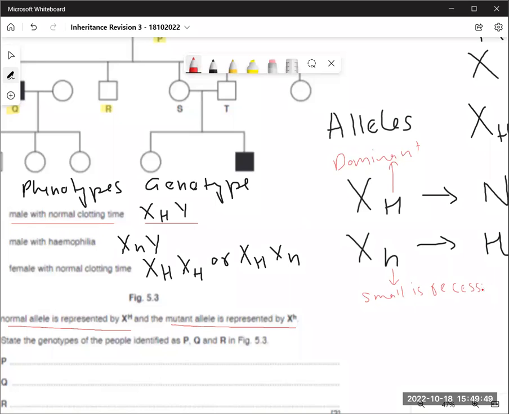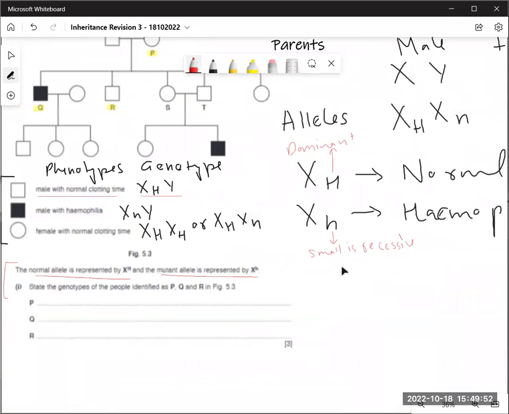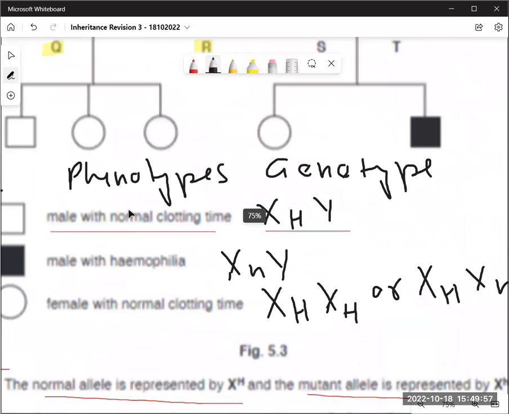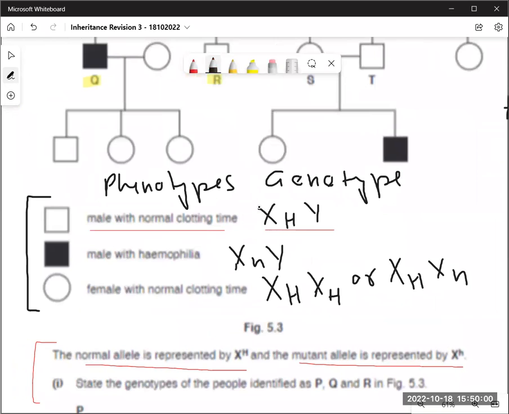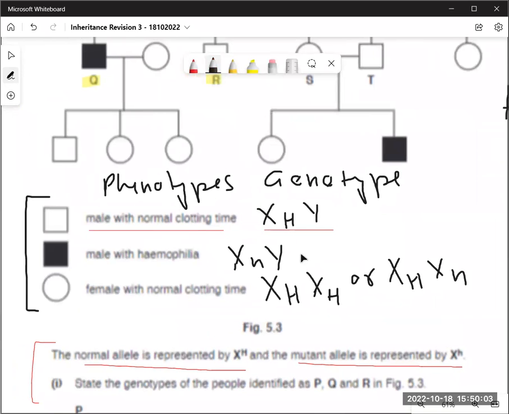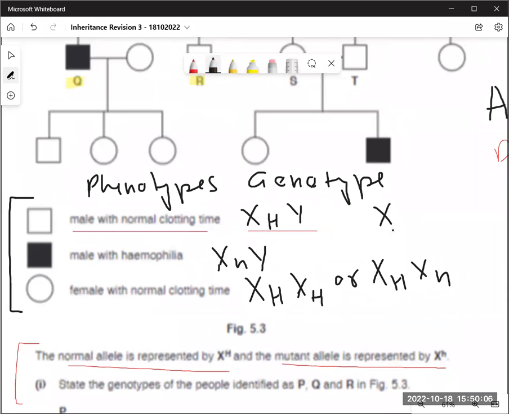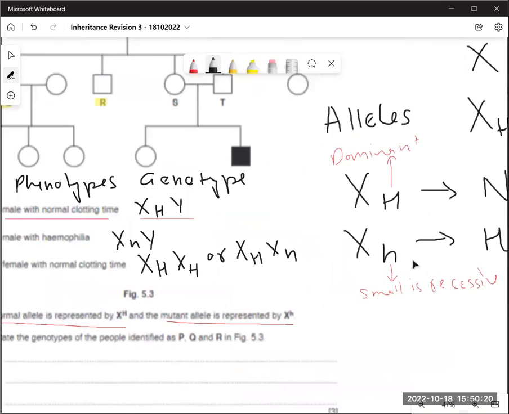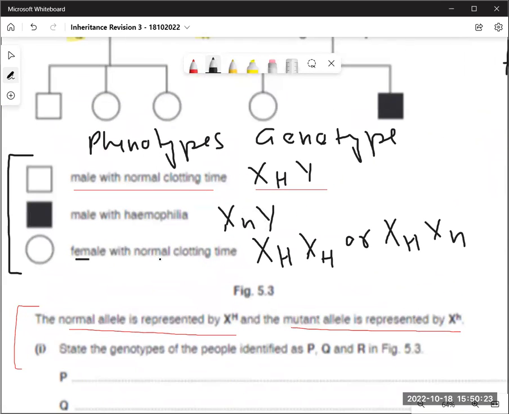Fine. Now, what kind of genotypes can I make? What possibilities do I have? I have a few possibilities. If the male is normal, then he must have X capital H Y, because he is normal. He cannot have X small h Y, because that would make him hemophilia. Now the genotype for hemophilia will be X small h Y. Why is that? Because small h is the gene for hemophilia. Now a female who is normal can have two types, either X capital H X capital H or X capital H X small h.